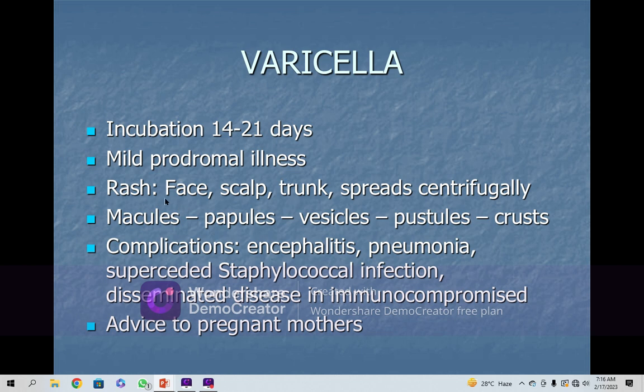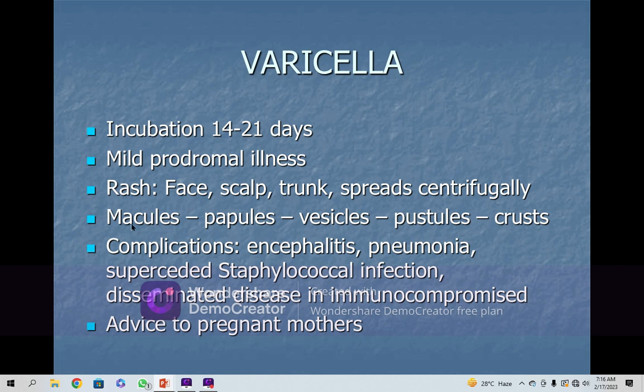There is a specific rash appearing on the face, scalp, followed by the tongue, spreading centrifugally. Centripetal first and then centrifugal, spreading centrifugally. Now these are the stages of the infection.